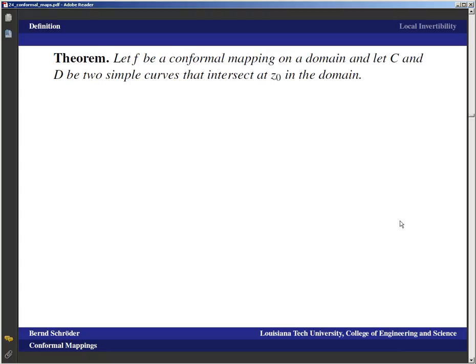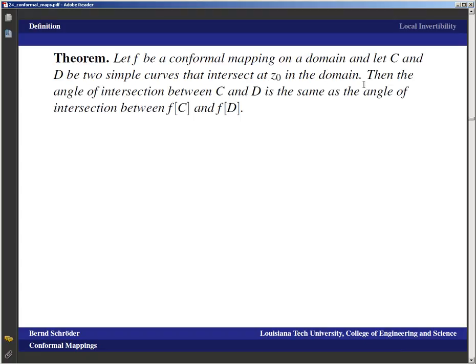Okay, but now the situation that we have is we have a function that is conformal on a domain. We don't give that thing a name right now. And we take two curves, two simple curves that intersect at a point z0 in the domain. And what I claim is that then the angle of intersection between the curve C and the curve D is the same as the angle of intersection between the image curves f of C and f of D.